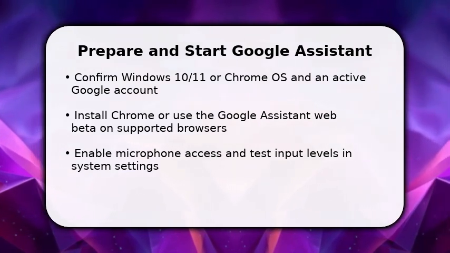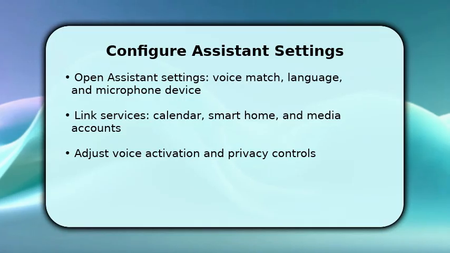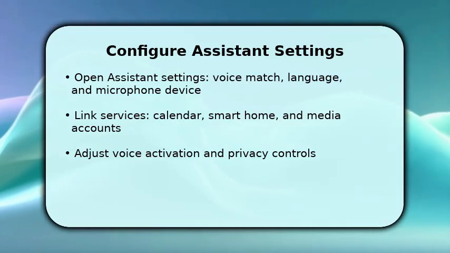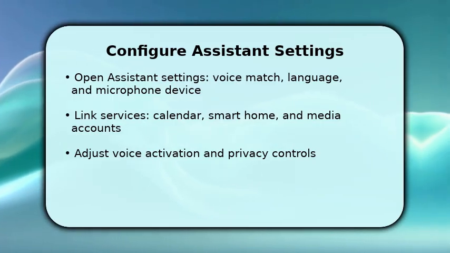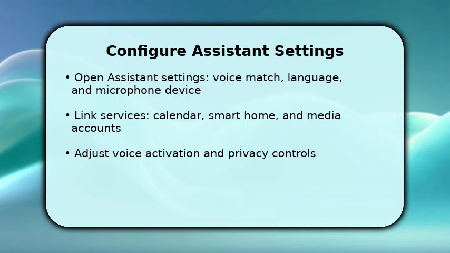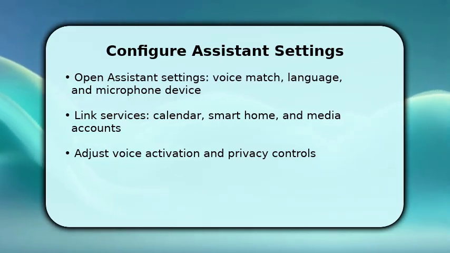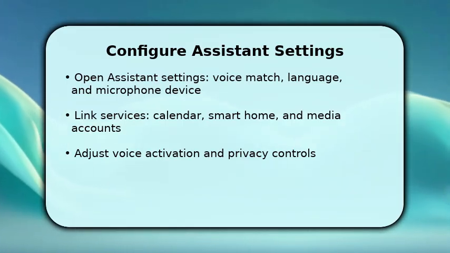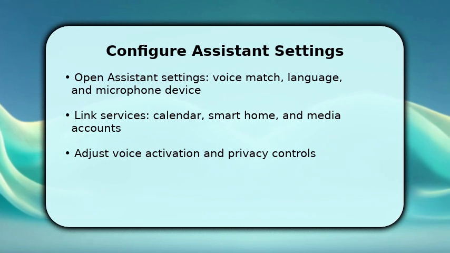Now you configure how Assistant behaves and what it can access. In Settings, set your preferred language and choose the exact microphone device. Voice Match improves recognition for you versus others. Link calendars, smart home devices, and streaming accounts so Assistant can act on your requests. Also set wake word options or keyboard shortcuts and tighten privacy controls like activity saving. These steps let Assistant respond accurately and execute tasks like meeting creation.